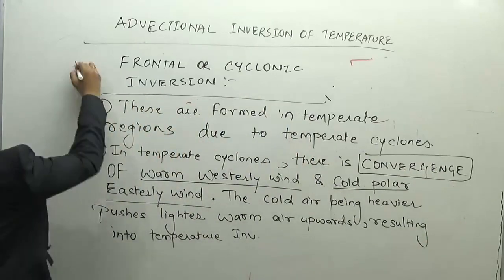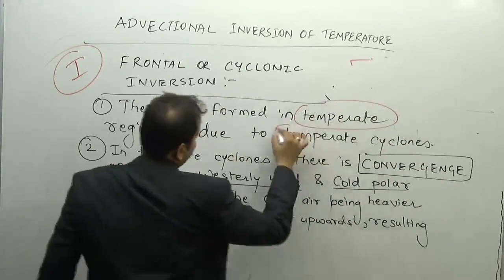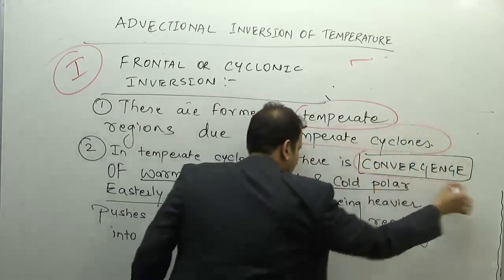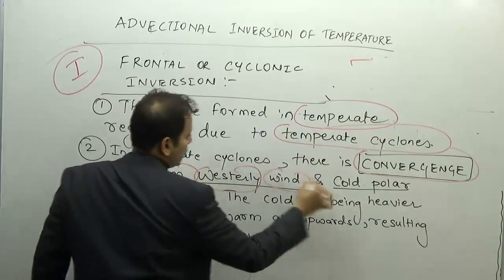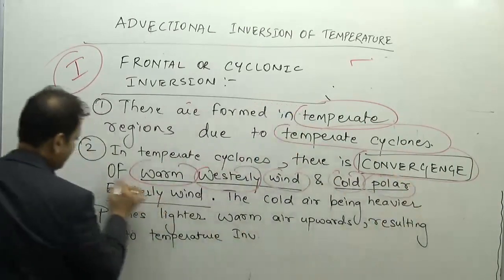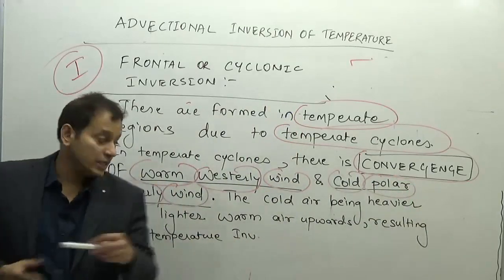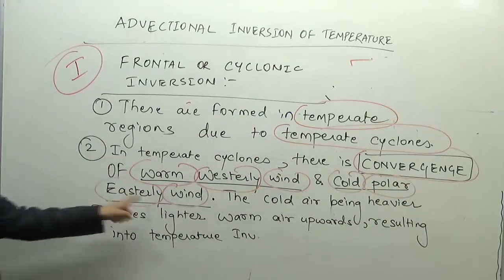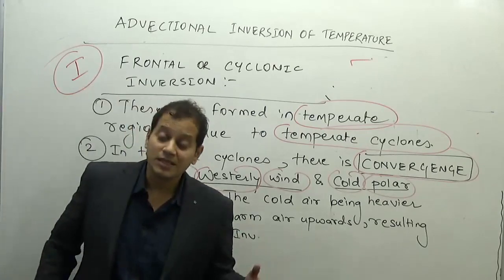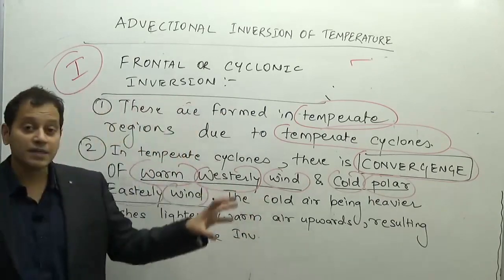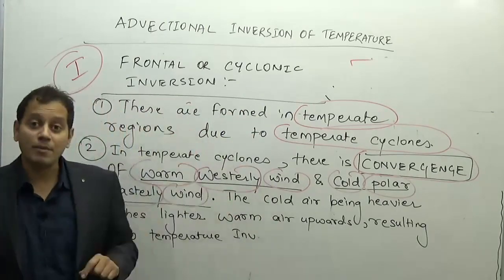So, frontal or cyclonic inversion are found in the temperate regions, in the temperate cyclones, due to the convergence of warm westerly wind and cold polar easterly wind. Why the name westerly and easterly? We will do it while doing the winds. The cold air being heavier. Why is it heavier? Because you will study that pressure is inversely related to temperature. The cold air being heavier, it comes downwards, sinks downwards. At the same time, it pushes the warm air upwards.